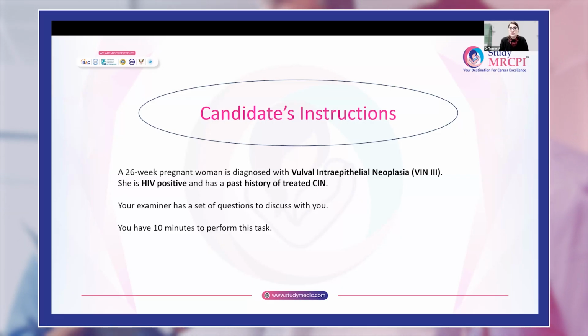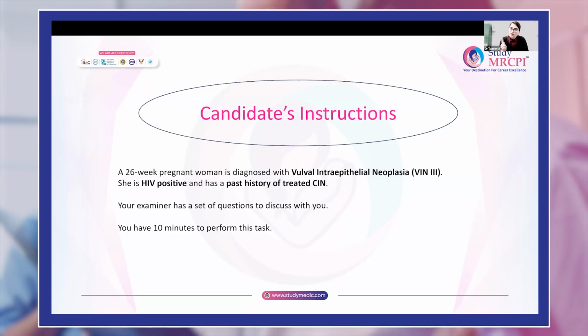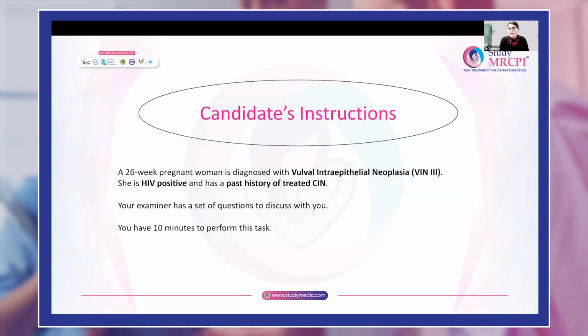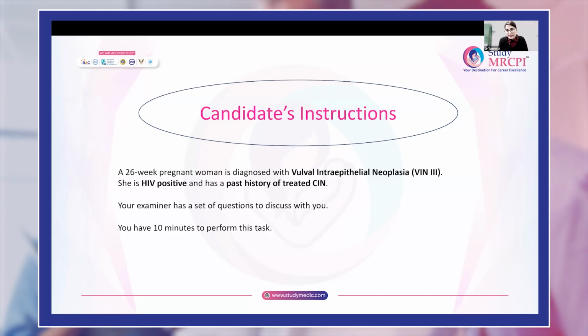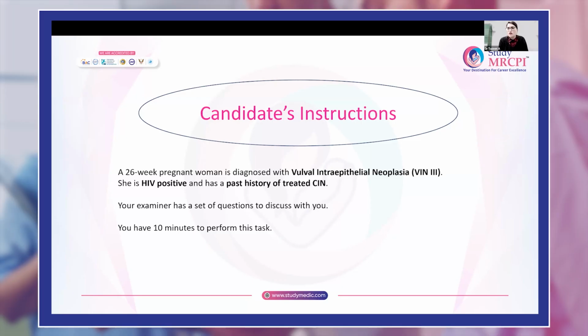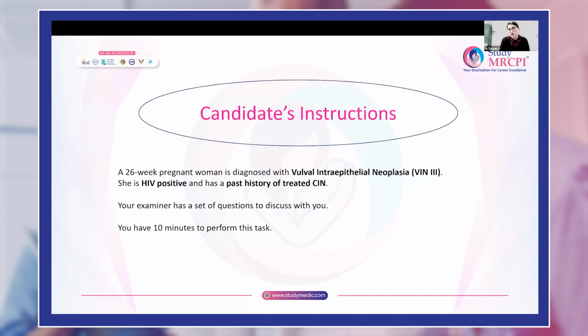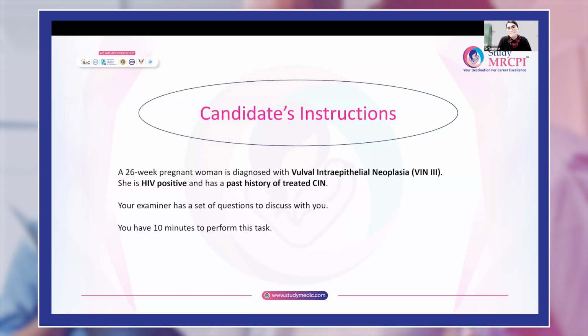And also, as she is at the moment combating three problems: her previous cervical disease being treated, she is having HIV, and also this vulval problem, so this can affect her mental health, so she can be connected with counseling services, or psychological support is also very important. And also, if support groups are available, she should be connected with them, so that her mental health is reassured.